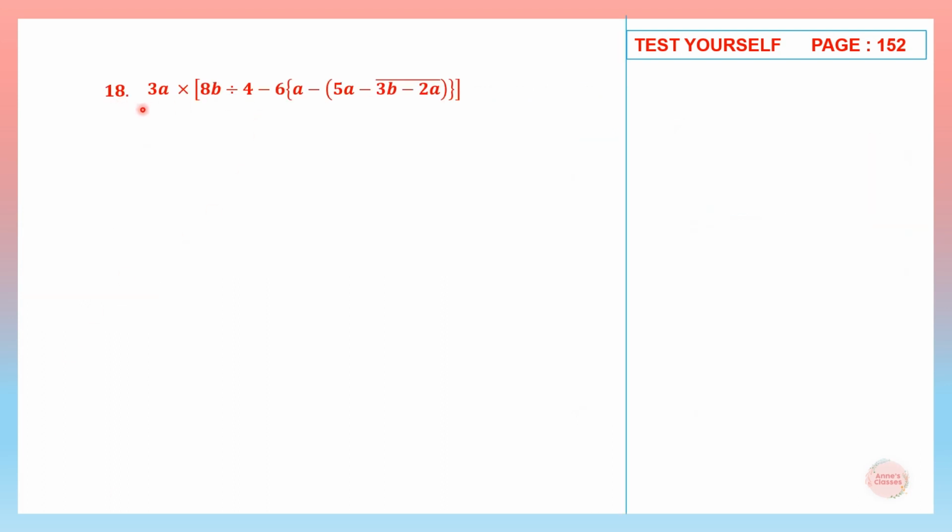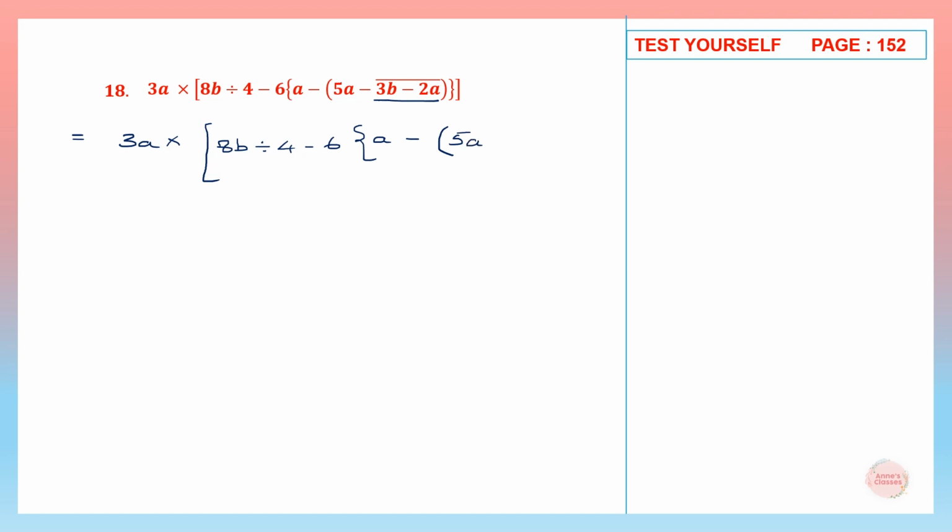So here, question 18, we have a number of brackets and there is a particular order to follow. According to BODMAS, the bar bracket has to be worked out first. So that means everything else remains the same. So let's begin by saying 3a, we'll leave it as it is, into square bracket 8b divided by 4 minus 6. A minus, then we have 5a.